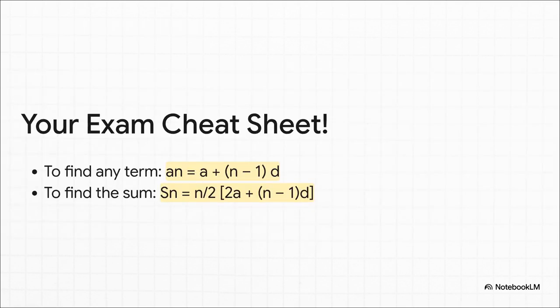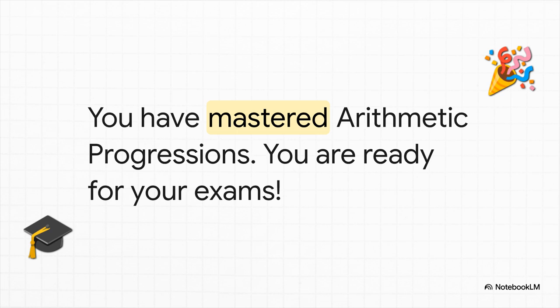Simple! Here is your exam cheat sheet. Remember, bachcho, these are the only two main formulas you need to remember for this entire chapter to score full marks. To find any term, an equals a plus n minus 1 d. And to find the sum of n terms, Sn equals n by 2 times 2a plus n minus 1 d. So that's it. You have mastered arithmetic progressions. You have the tools, you have the confidence, and you are absolutely ready for your exams.